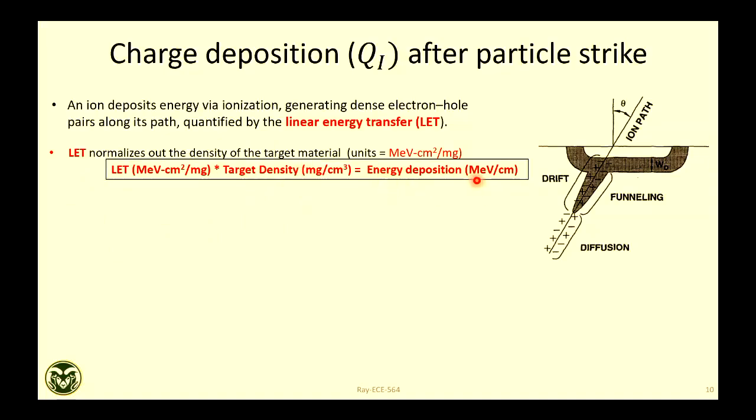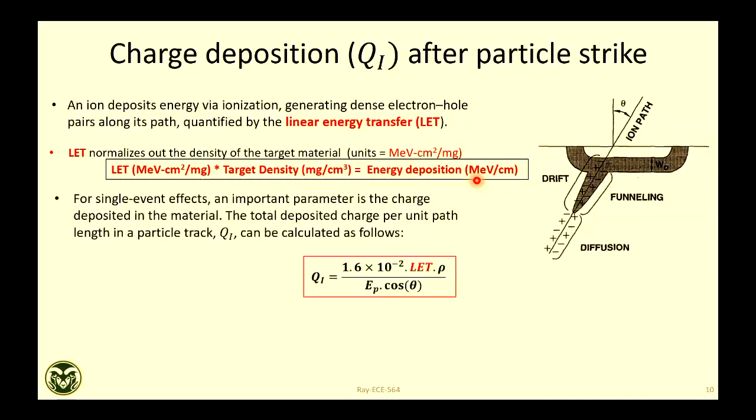And from this energy deposition, you can find out how many electron hole pairs will be generated. For example, if you look at this equation, you can plug in the LET value and the density. Rho is the density of the material. And this cos theta is coming because of path length. So if you use this equation, you can find what is the charge deposited, because that is what, from an electrical engineering point of view, we are interested in.